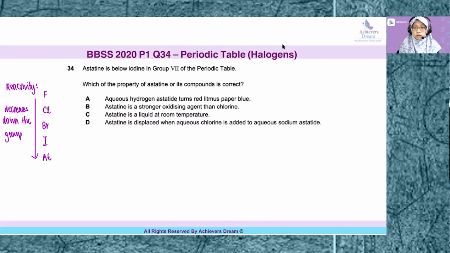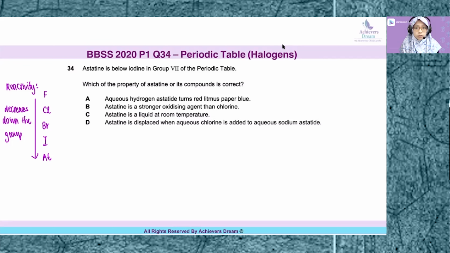Question 34. Question 34 is actually testing you on the topic periodic table, and the more specific group that we are looking at is group 7, which is the halogens. Okay, so let's take a look at the question.